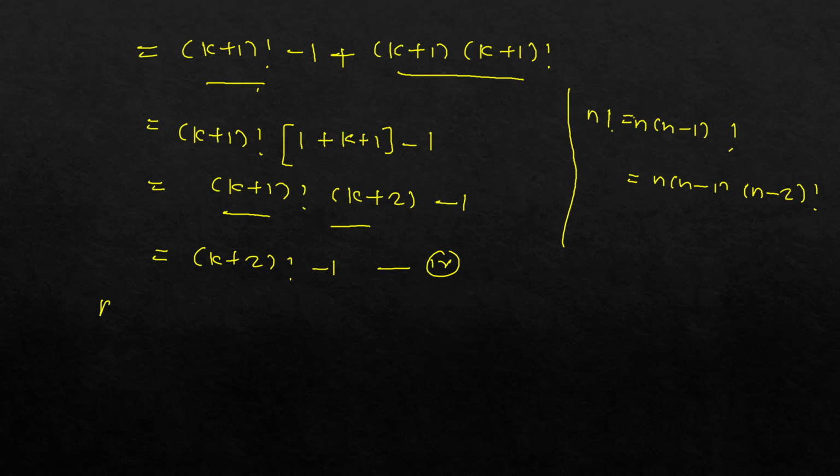Now RHS is equal to k plus 1 factorial minus 1. So we get k plus 2 factorial minus 1, equation number 5.